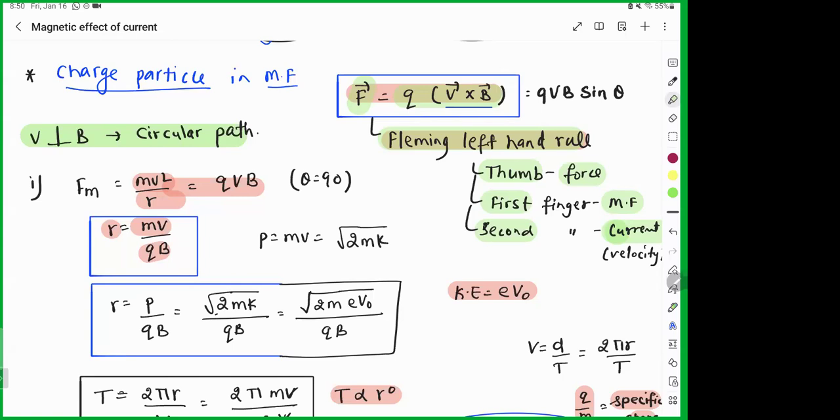So left hand rule and right hand rule are almost the same. In left hand rule you use current. In right hand rule you use induced current. And you know the direction of induced current is exactly opposite to the current. Understood? Any doubt?